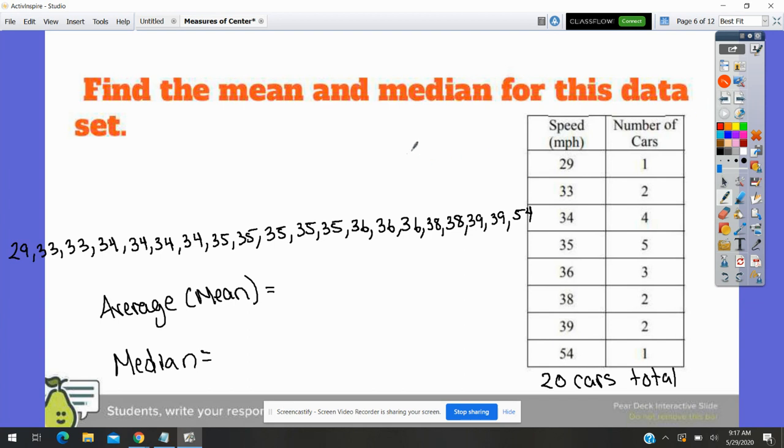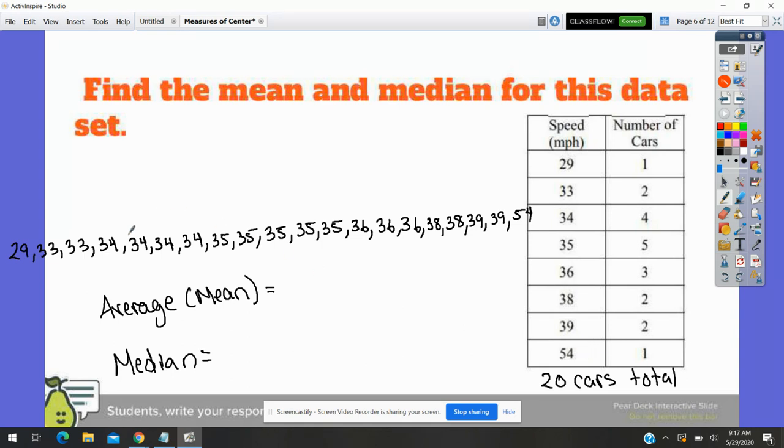So in order to find both, you have to write the speeds of all the cars. So that's what I did. So I wrote one 29, two 33s, four 34s, and so on. And I listed all the speeds of all the cars. And I counted that there are 20 cars in total.